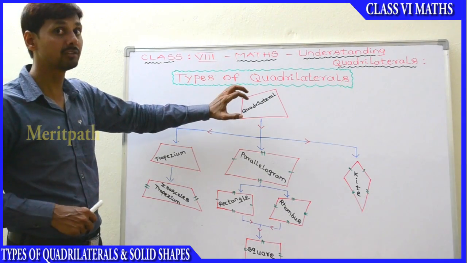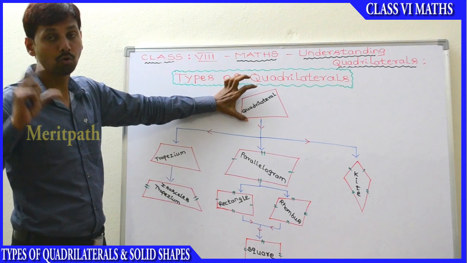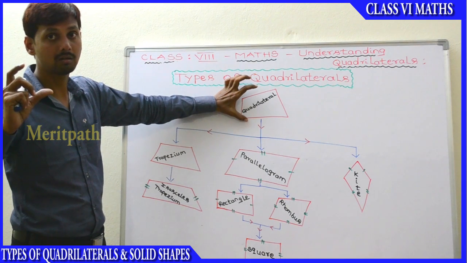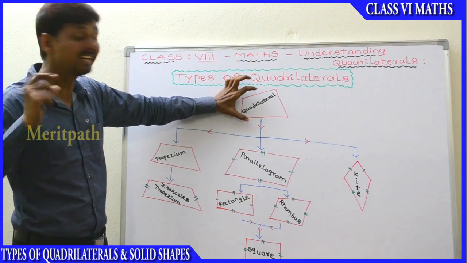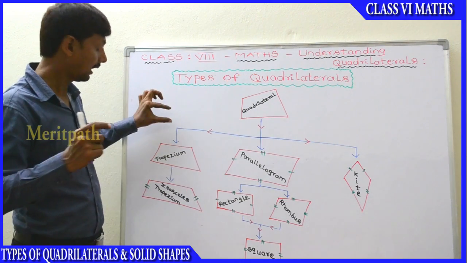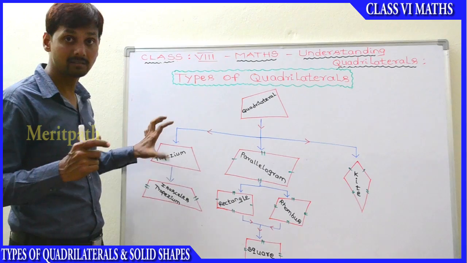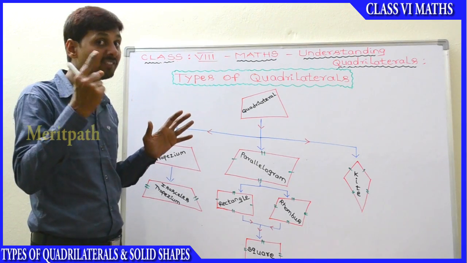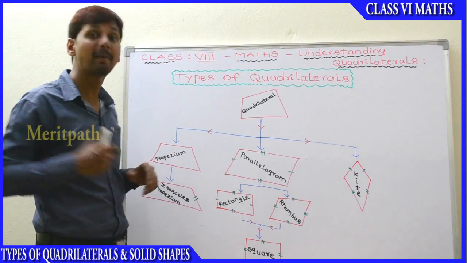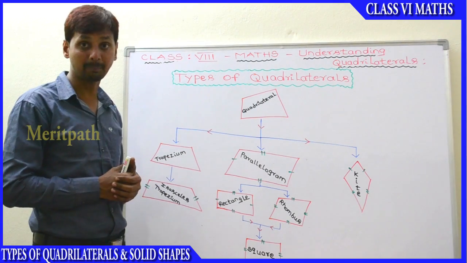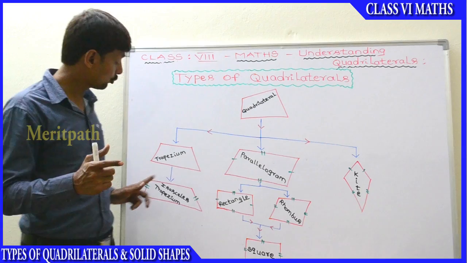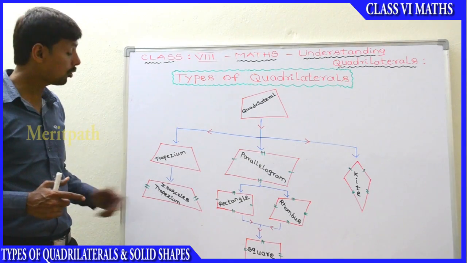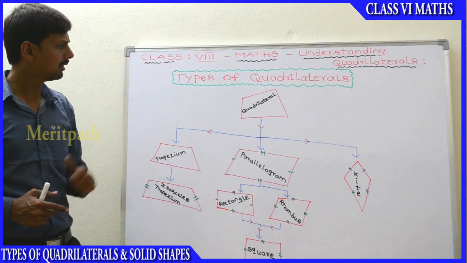So what we have understood here: a four-sided figure is called a quadrilateral. And in a quadrilateral, if one pair of opposite sides are parallel to each other, we call it a trapezium. In a trapezium, if non-parallel sides are equal, we call it an isosceles trapezium.